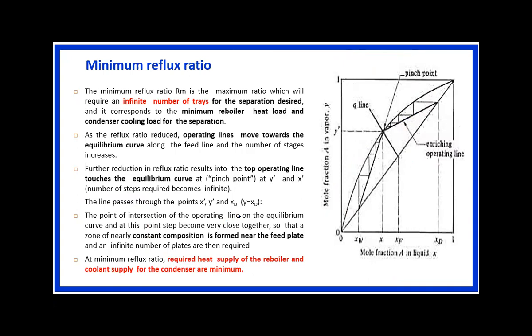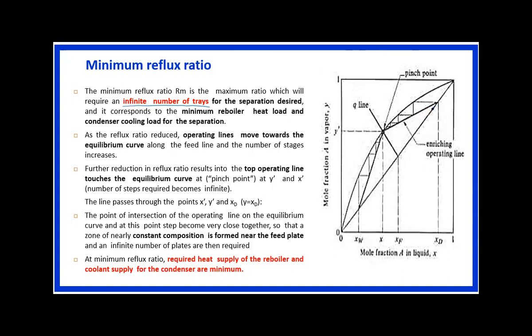After total reflux, now we have to discuss the minimum reflux ratio. So if the reflux ratio is minimum, then the number of stages is maximum. Generally, it is written that an infinite number of trays are required for the minimum reflux ratio condition. So why is it required?